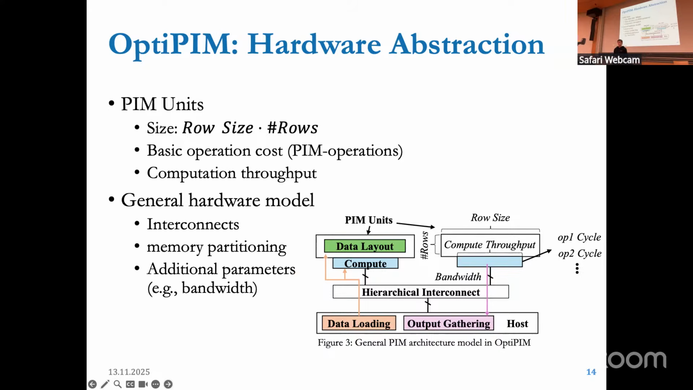On the other hand, we have some model that is on top of these PIM units, and that models the time it takes to load all the data into it, which is, for example, the interconnect. And then we also need to load all the data into the processing memory units. We need to load the data out of it into main memory again. And all of this is modeled by our general hardware model.